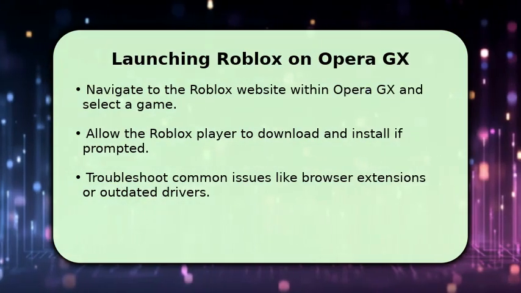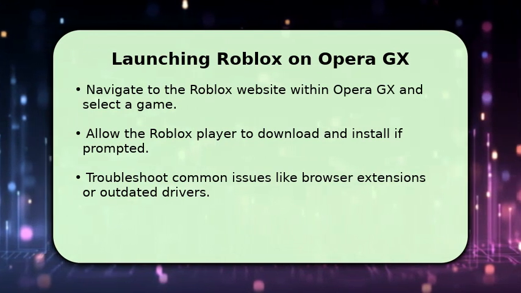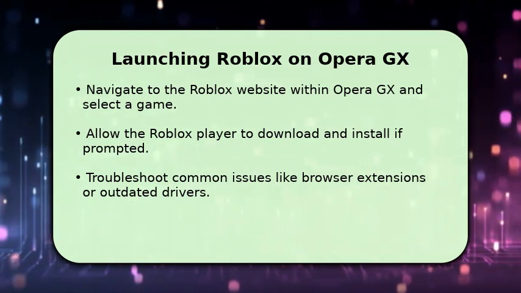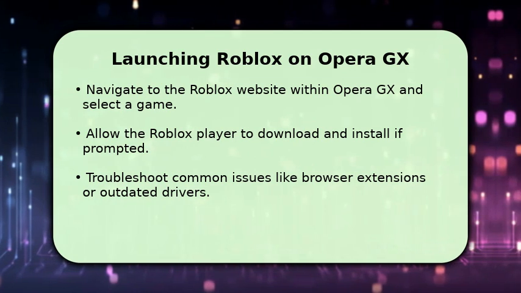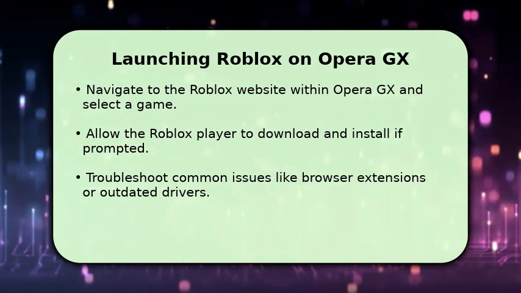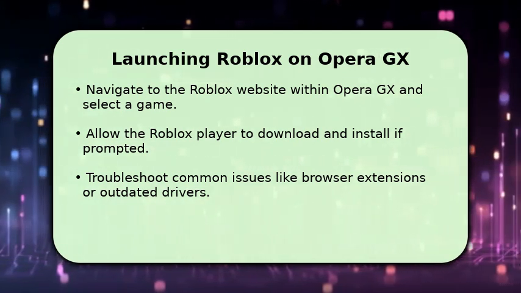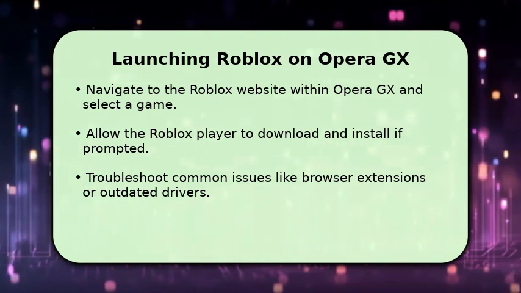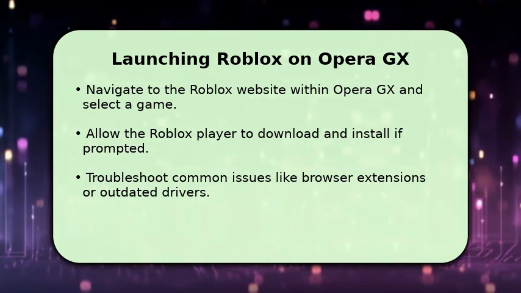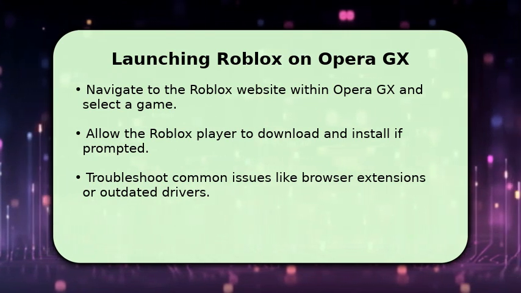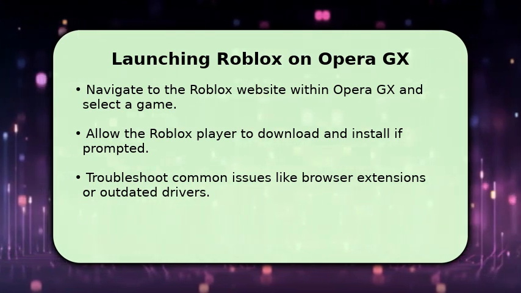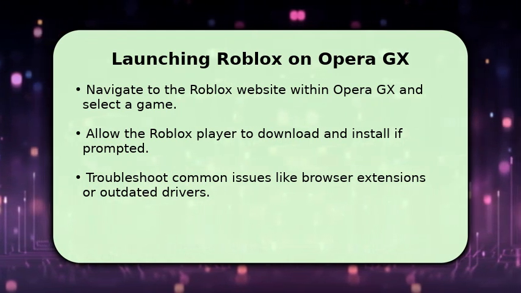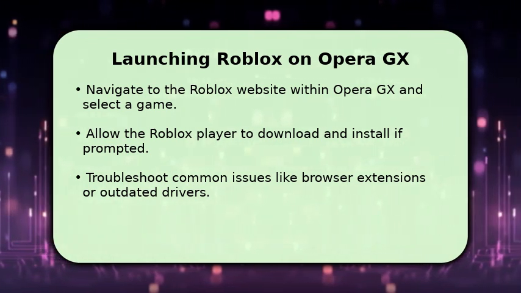Once Opera GX is optimized, launching Roblox is straightforward. Navigate to the Roblox website within your browser and select any game you wish to play. If prompted, allow the Roblox player to download and install. This is a quick, one-time process. Should you encounter issues, check for conflicting browser extensions or ensure your graphics drivers are up to date. Most problems are easily resolved with these simple checks.